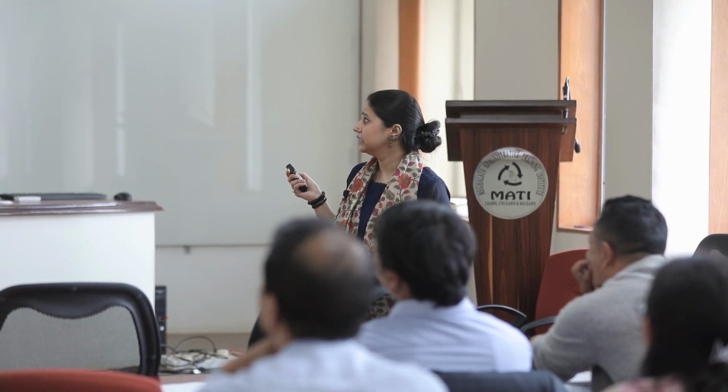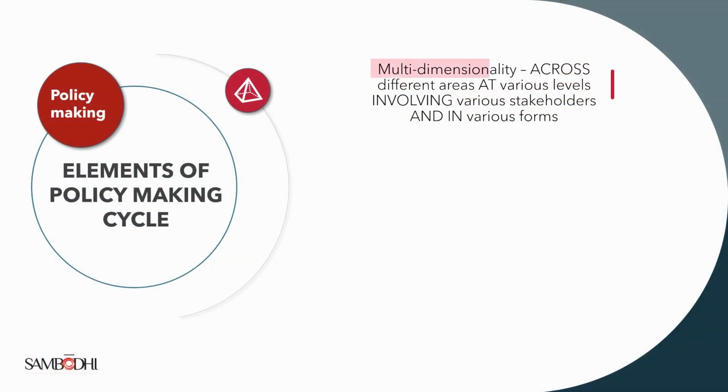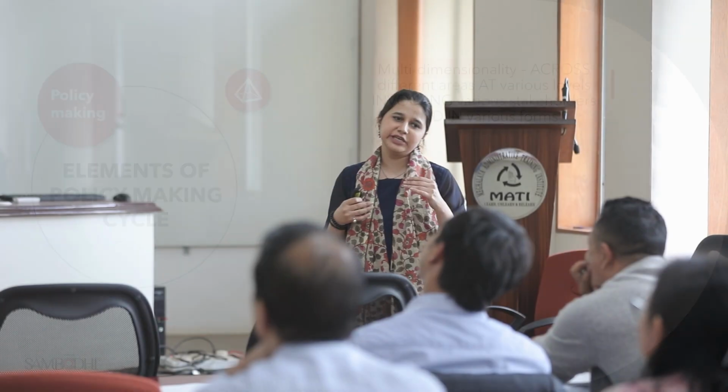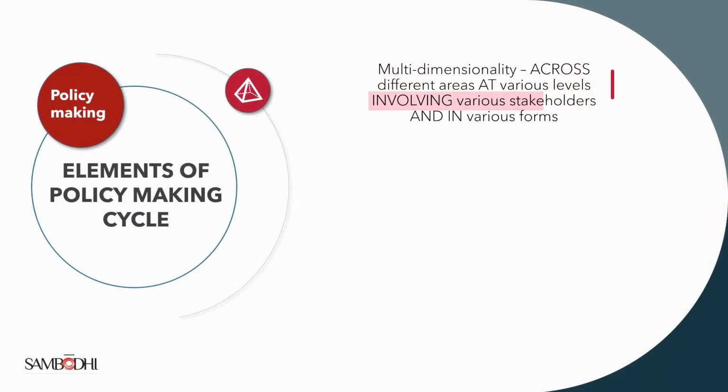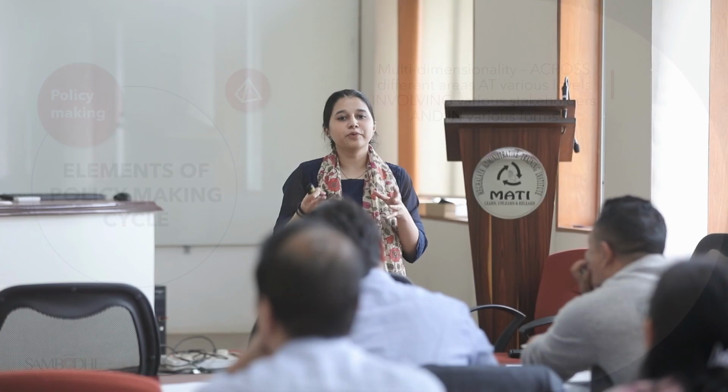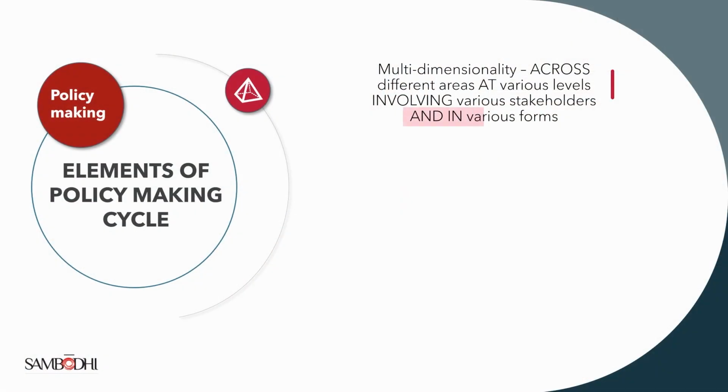A couple of important facets in policy making that we need to keep in mind are, it is multidimensional. It can be across sectors. It can be across different levels. There can be a regional policy, a state policy, a national policy, or a global policy. It also involves different stakeholders because it has different areas. It will involve stakeholders from different departments. So one policy could have a person from a health department and a law department working together. And it can be in different forms. It can be a law, it can be a regulation, it can be a guideline. All of those constitute policy.